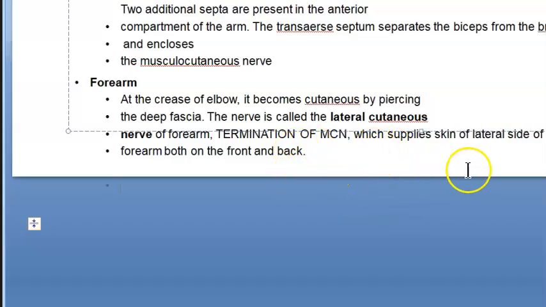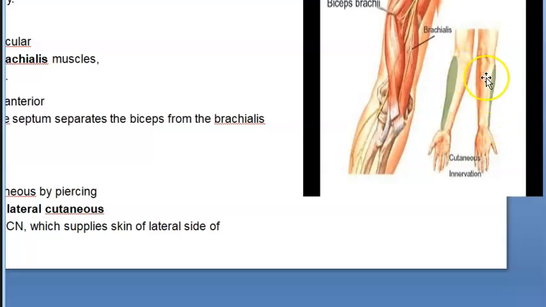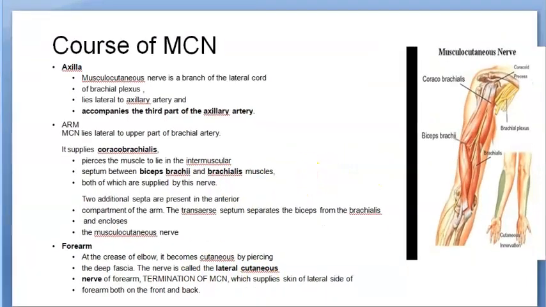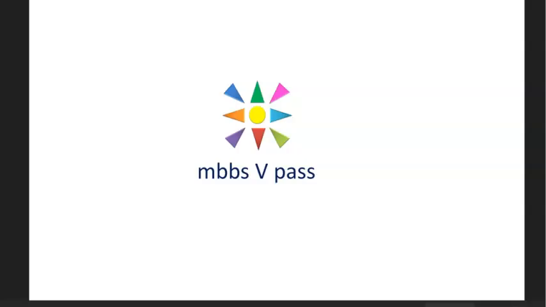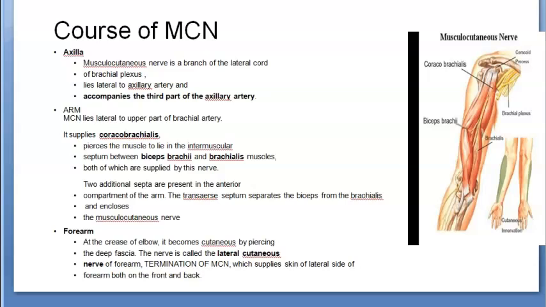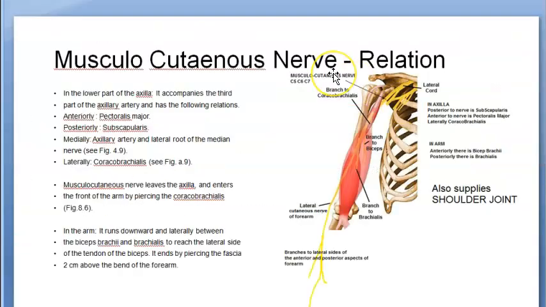Okay, now it will supply the skin of the lateral side of the forearm, both front and back, which they have shown in this diagram very beautifully. Front and back, lateral part of your forearm skin. Okay, so this is the course. Any question or any information about the course you want? Not required, right? Okay, very good. So now let's go to the next section. We have seen this. Okay, relation, if they ask you. I think in the question they have not asked relation, right?